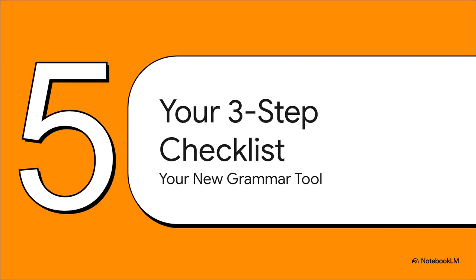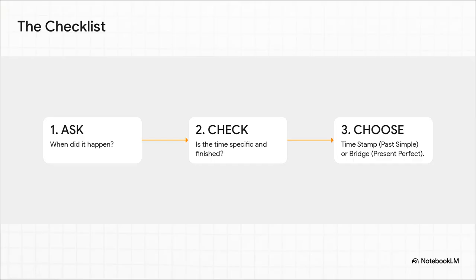We've got the timestamp, the bridge, and our golden rule of when. So let's boil it all down into a super simple 3-step checklist you can use every single time you speak. Here it is. It's so easy. Step 1, ask yourself the golden question, when did this happen? Step 2, check your answer. Are you talking about yesterday or last week or in 2010, a specific finished time?